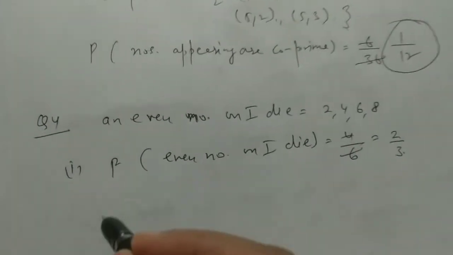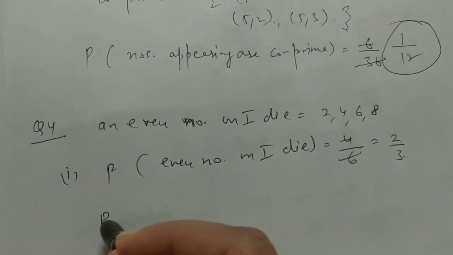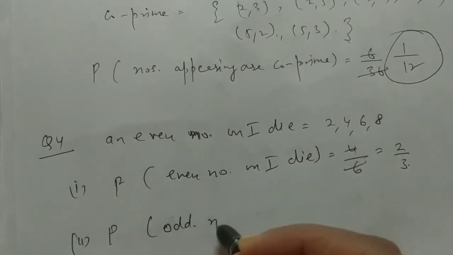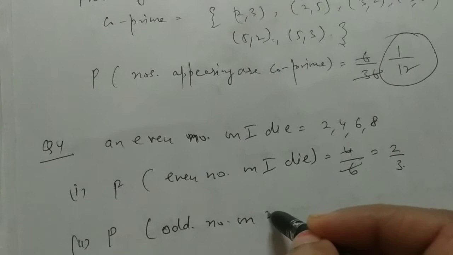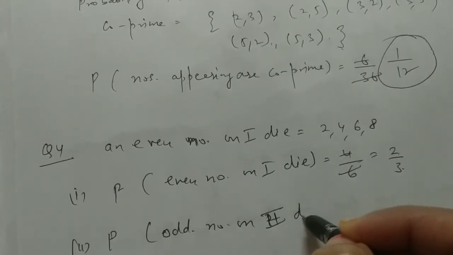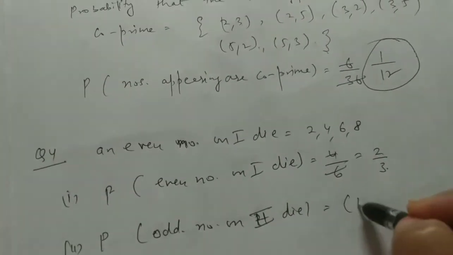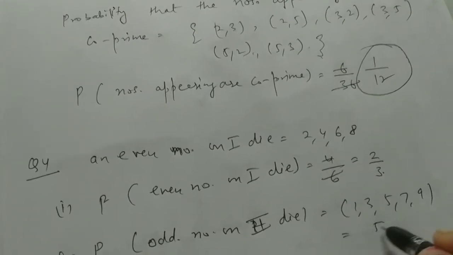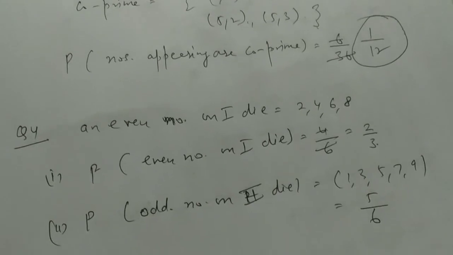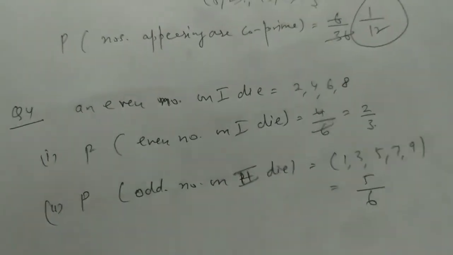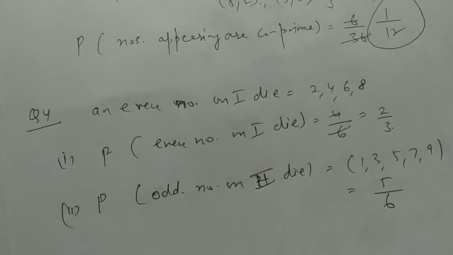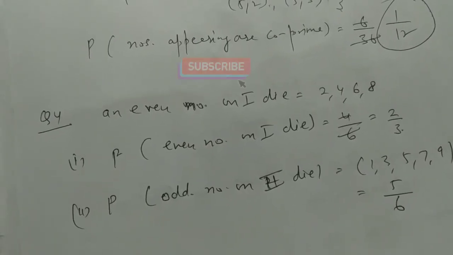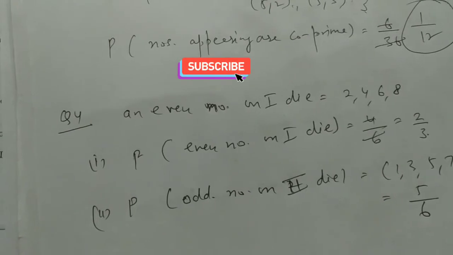And for the second, the probability of an odd number on the second die would be what? 1, 3, 5, 7, 9 means 5 by 6. And the third part is if both the dice are thrown together, find the probability of getting an odd number on the first die and an even number on the second die.